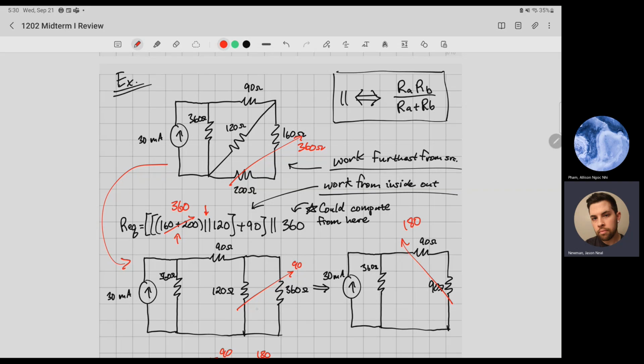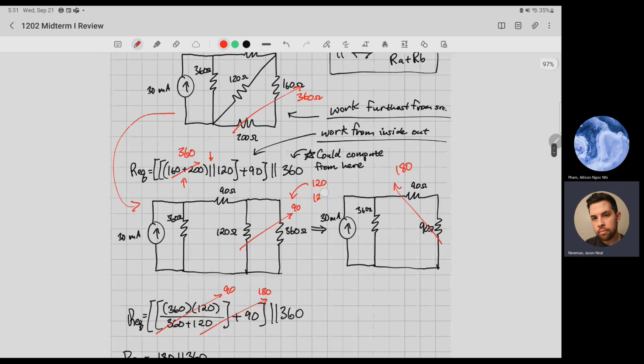So since that 360 is in parallel with the 120, you would just do the parallel equation, which is the one I use, which is right here, this one. So it's just a product over sum. So if you really wanted to write it out, I'll just say this is 120 times 360 over 120 plus 360. That's the equivalent of this. And if you calculate that, that's 90. So that's where this 90 is from. So let me erase this.